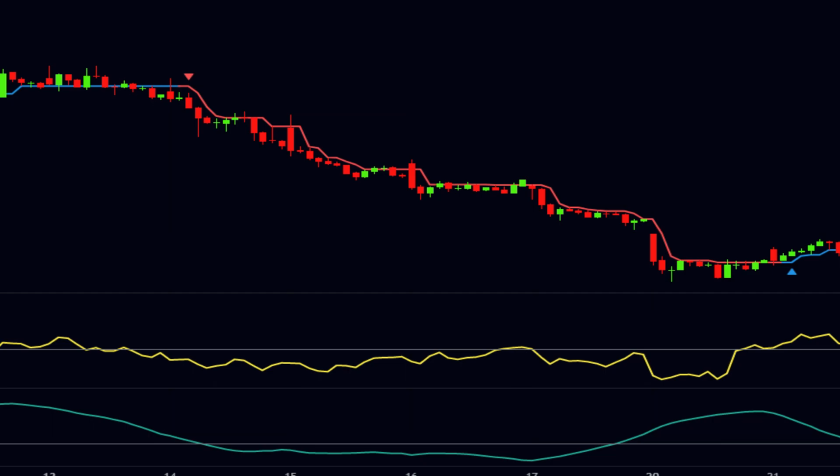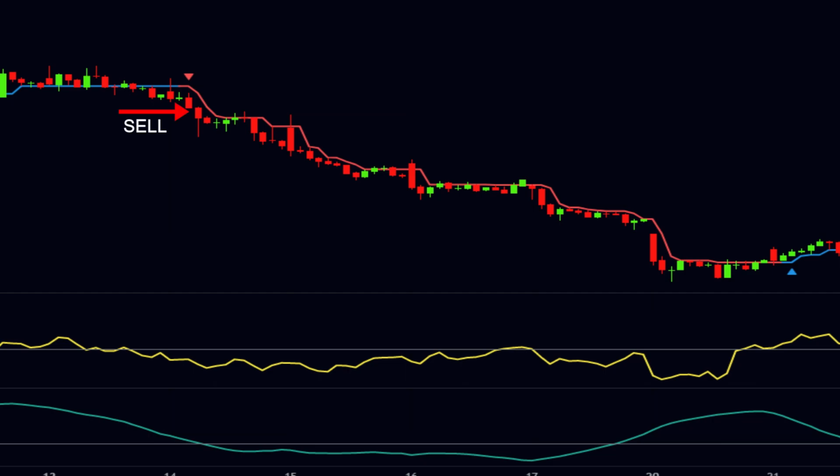Here we have the chart of the stock on 30-minute time frame. As you can see here, the color of the halftrend is red, and there is the red arrow which indicates for the selling. Now just see what is the situation of the ROC indicator and ADX indicator. Here, the ROC is below the 0 line and ADX is above the 30 level. Thus, all the conditions are satisfied here.